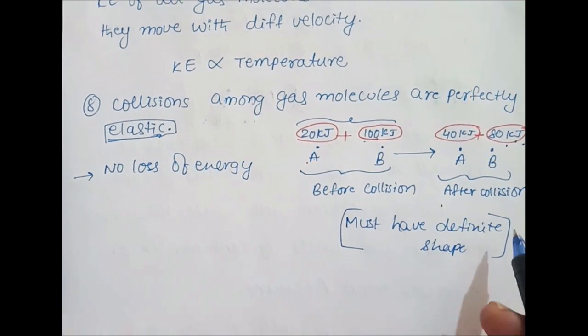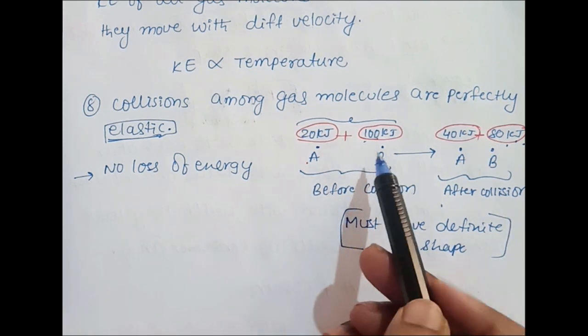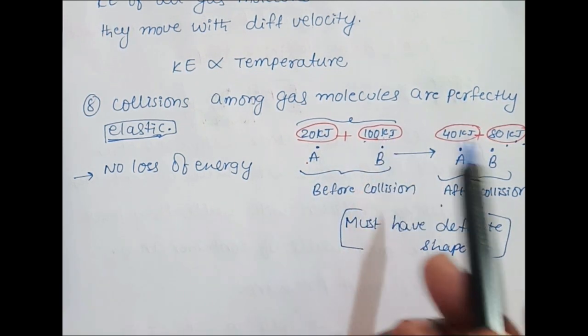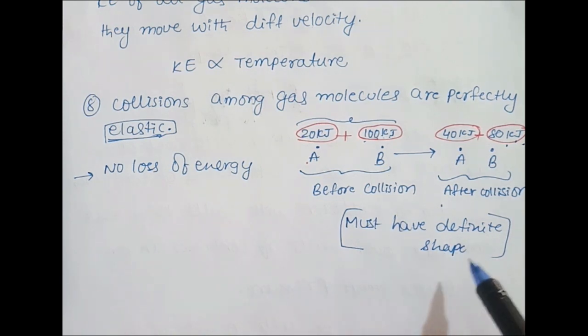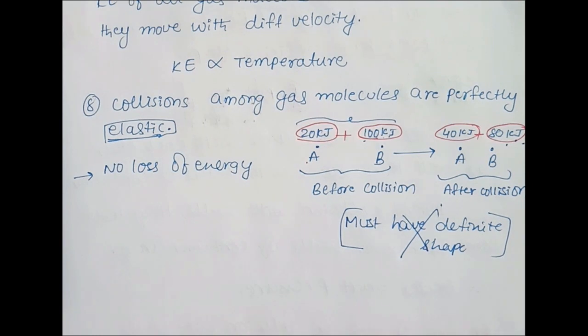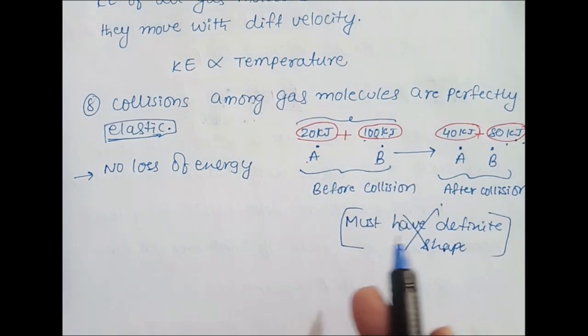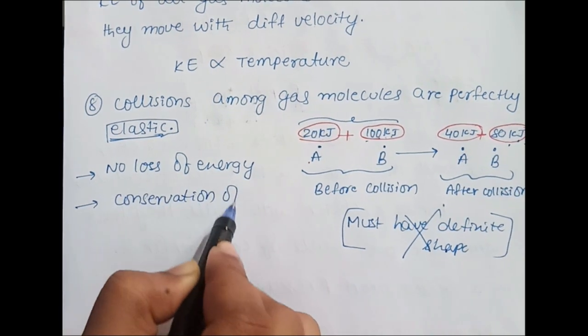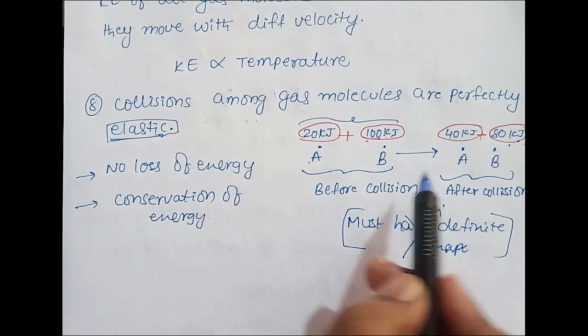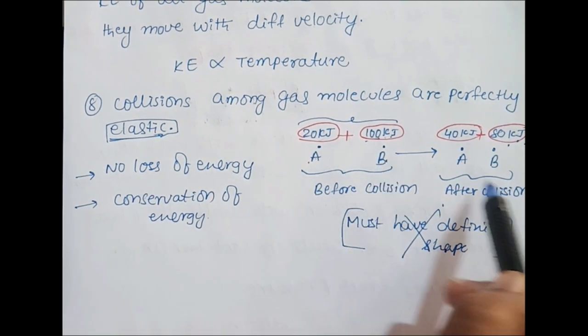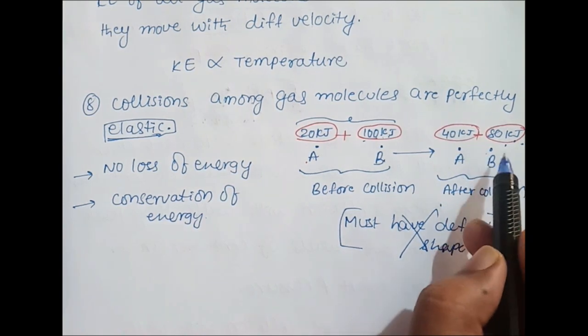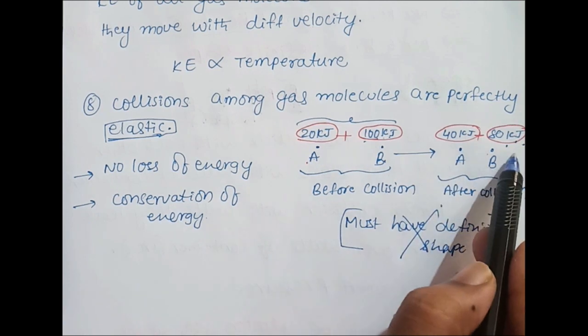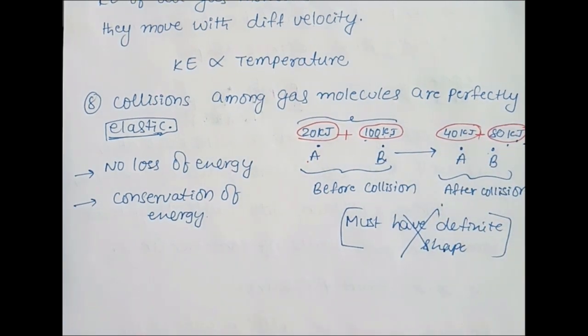If the collisions are inelastic, then gases must have a definite shape, because if they are inelastic, they will lose the energy after some time. They will settle down, means they will have a definite shape. But we are not seeing that. Gases do not have a definite shape, which means their energy is not being lost or gained. So it means there is conservation of energy during collision. So the total energy before collision will be equal to the total energy after collision, but there may be a difference in the energy of individual molecules. Right, this is all about the postulates of kinetic theory of gas.